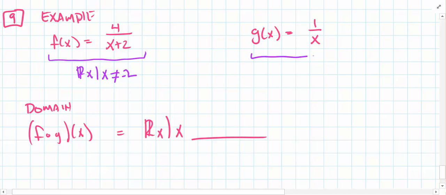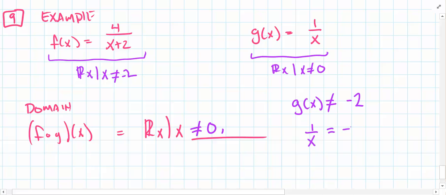Very good. Okay. So since g is inside, we know right away x is not allowed to be 0. You guys get that part? Okay, now what are we preventing? g of x is never allowed to produce what? A -2. When will that happen? Well, if I set g of x, 1 over x, equal to the thing that it's not allowed to be, it'll tell me. If I solve this little equation, I get what? -1/2. So therefore, if x was -1/2 and I plugged it into g, it would become what number? It would become -2, and then that's not allowed for f. So therefore, the composite domain excludes 0 and -1/2.